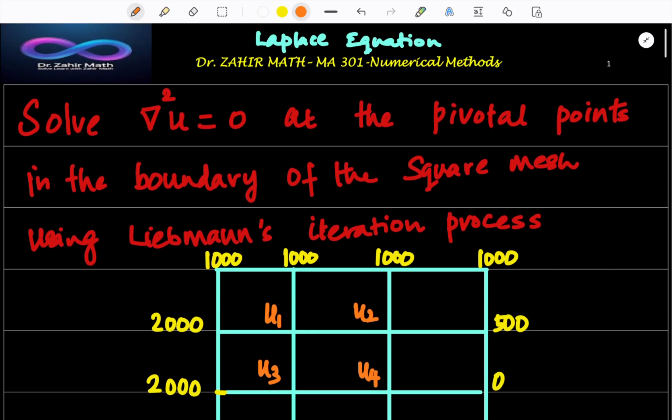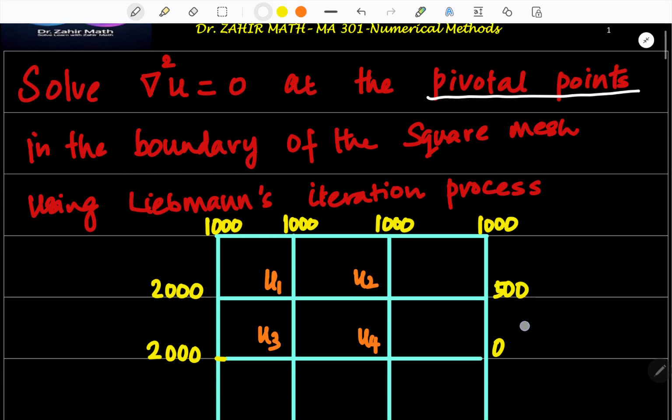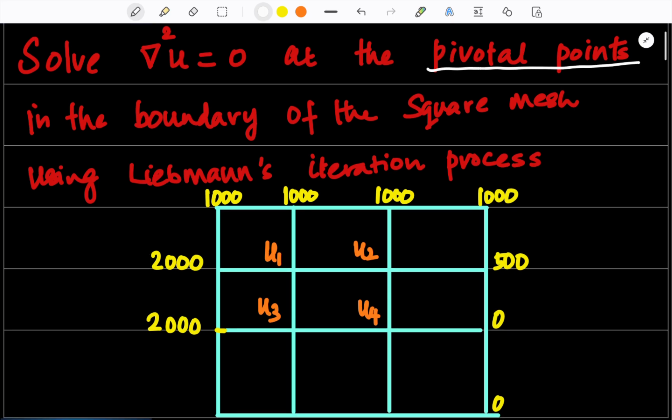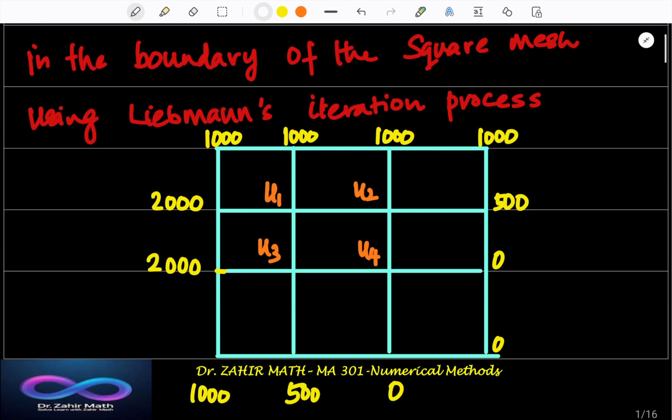First question, solve del square u equal to 0 at the pivotal points in the boundary of the square mesh using Liebman's iteration process. Look at the picture.